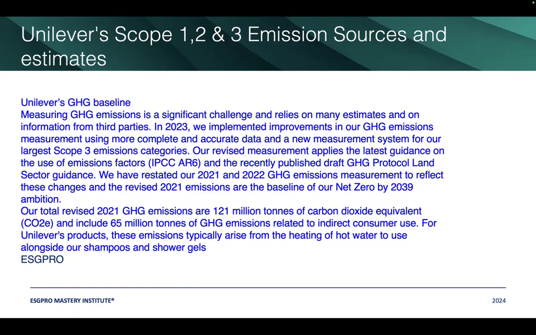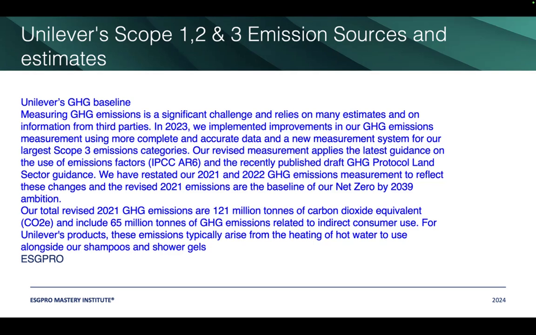Here, even they change their baseline for their net zero, which was planned earlier to certain date. Now it is 2039. And their total revised GHG emission is how much? Anyone can read and tell me? कितना total emission इन लोग कर रहे हैं? Unilever कर रहा है internationally. 121 million tons of carbon dioxide equivalent. That's what they are reporting.